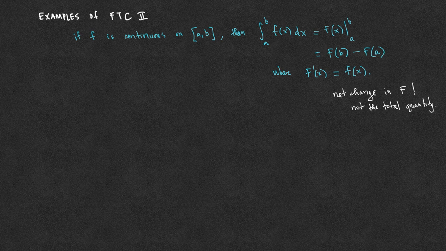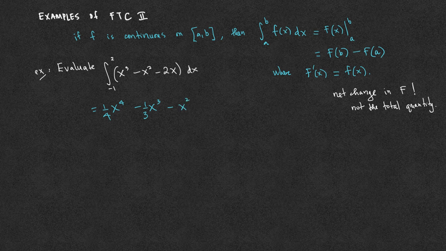For example, evaluate the definite integral from -1 to 2 of x cubed minus x squared minus 2x dx. If we can find the antiderivative of x cubed minus x squared minus 2x, then we can use the fundamental theorem of calculus to evaluate this integral. The antiderivative of x cubed is 1/4 x to the 4th. The antiderivative of x squared is 1/3 x cubed, and the antiderivative of 2x is x squared.